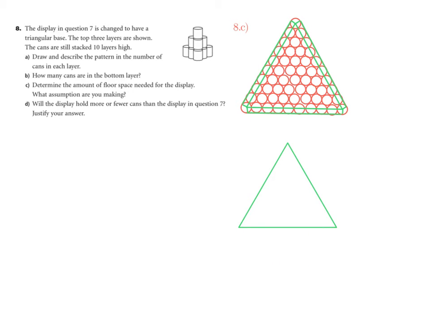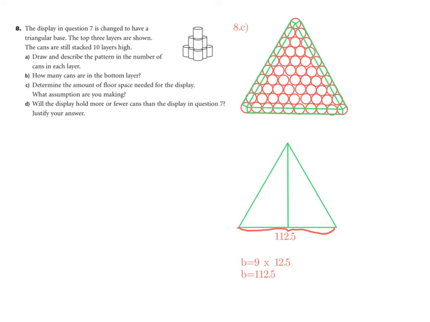It's going to be 1, 2, 3, 4, 5, 6, 7, 8 cans, plus a half a can here and a half a can here. So 9 total cans. Each can is 12.5 centimeters long, or in diameter. So 9 times 12.5, that's 112.5 for the bottom.